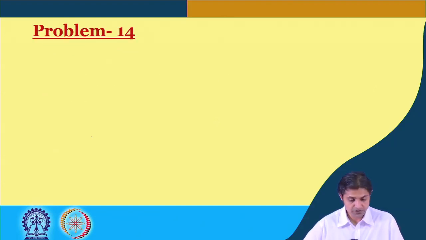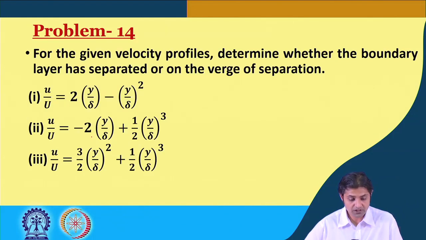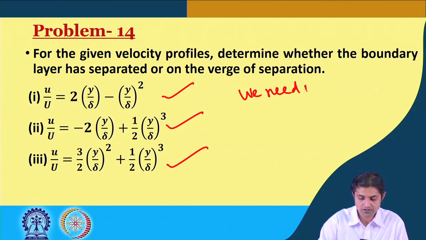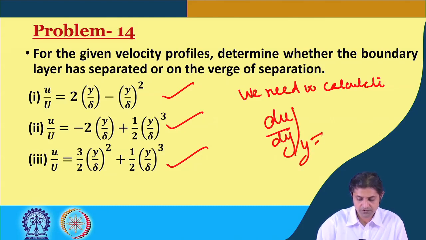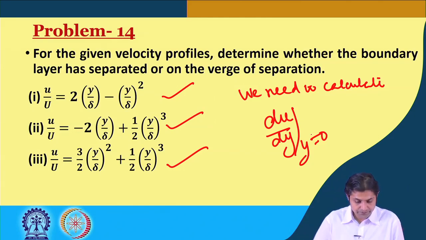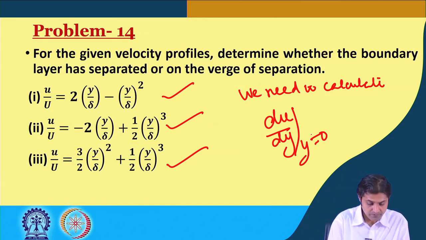So now we are going to solve two problems related to that. One is, for the given velocity profiles, determine whether the boundary layer has separated or is on the verge of separation. So, these are the three velocity profiles. Very simple, in these velocity profiles we need to calculate du by dy at y equal to 0. Simply, if it is negative, it has separated, and if it is 0, then it is on the verge of separation.